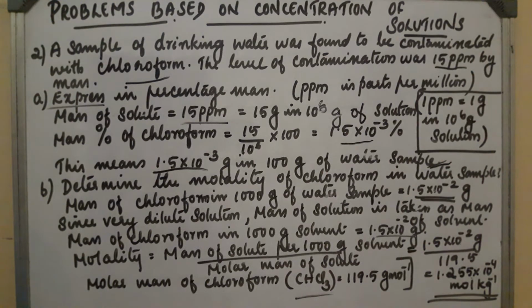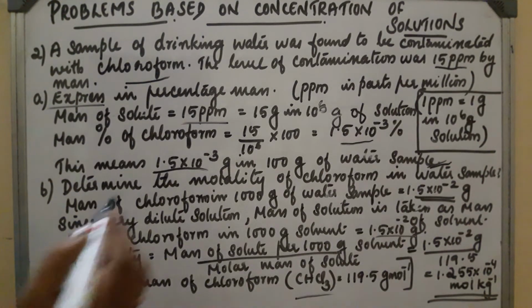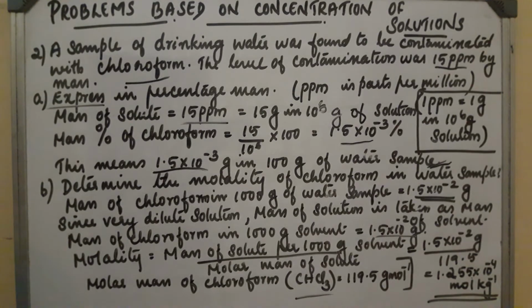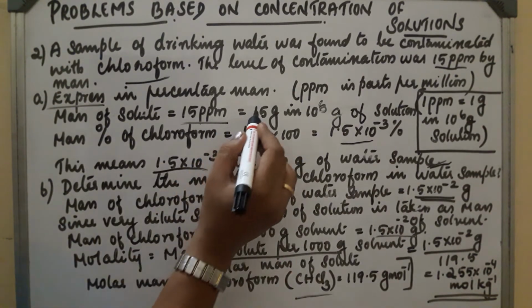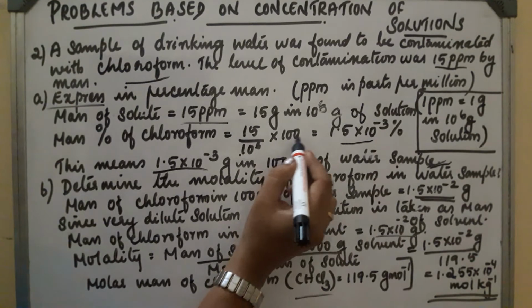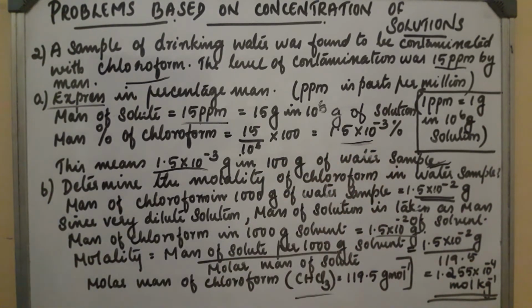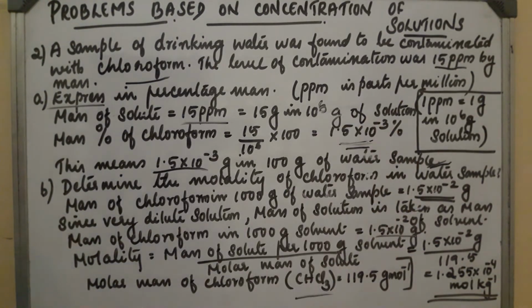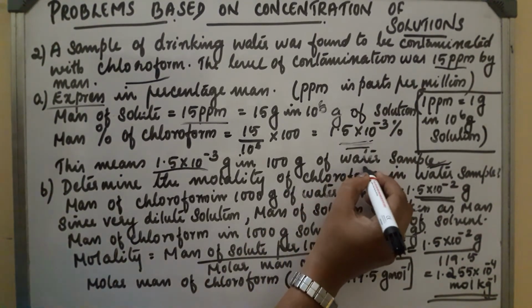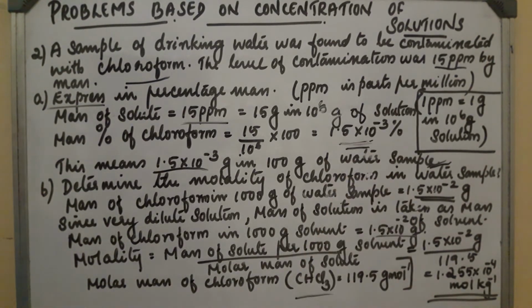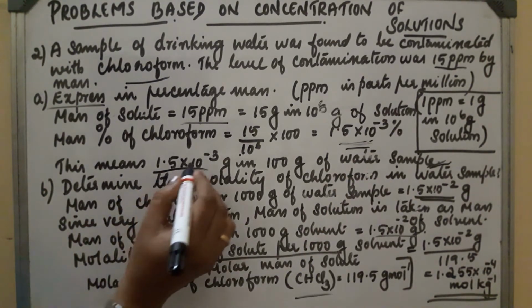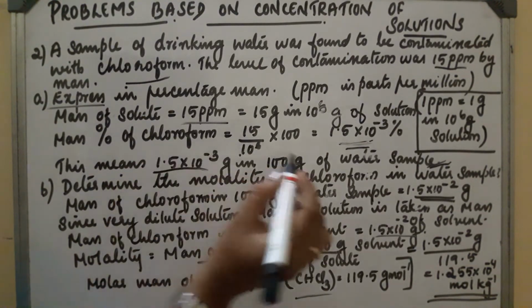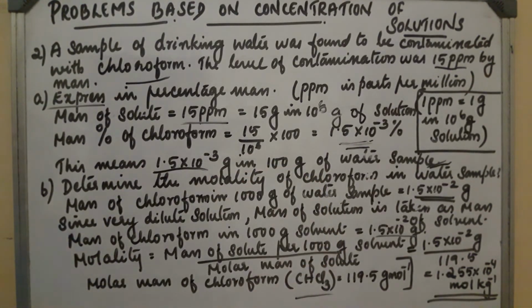So mass percentage, we know the equation: mass of the solute divided by total mass of the solution into 100. Substituting those values, 15 by 10 raised to 6 into 100, we get 1.5 into 10 raised to minus 3 percentage. What does this mean? It means 1.5 into 10 raised to minus 3 gram in 100 gram of the solution. Here the solution is the water sample. So 1.5 into 10 raised to minus 3 gram of chloroform is present in 100 gram of the water sample.